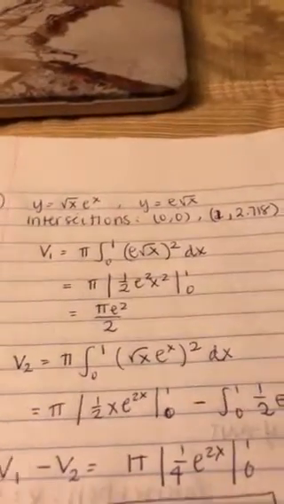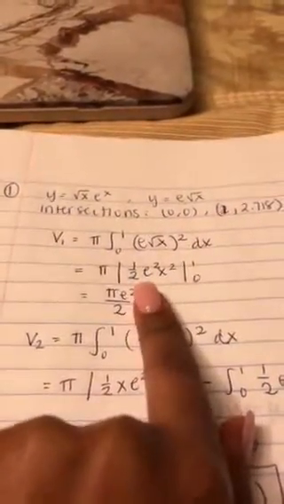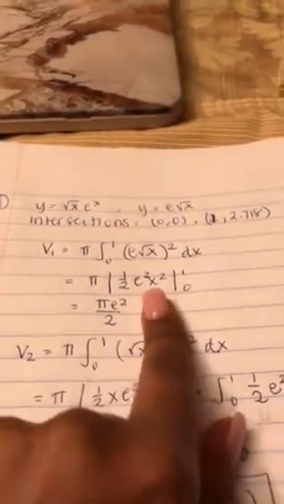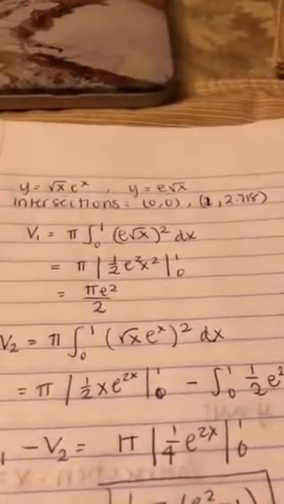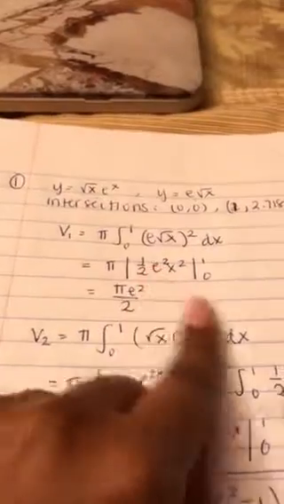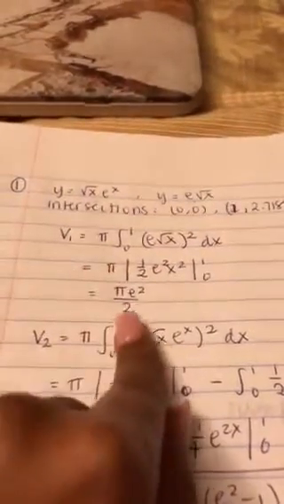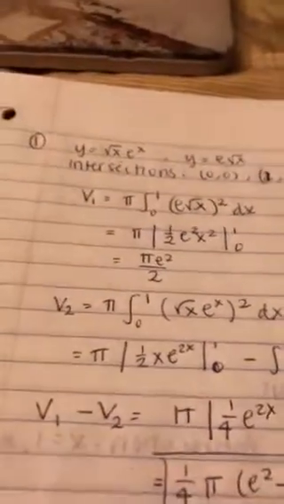And then when you integrate this equation after it's squared, you get 1/2 e to the power of x times x squared. You still have to use the boundaries, so you plug in the 1 and subtract what you get when you plug in the 0, times pi. You get pi times e squared over 2. And that's just the first volume.